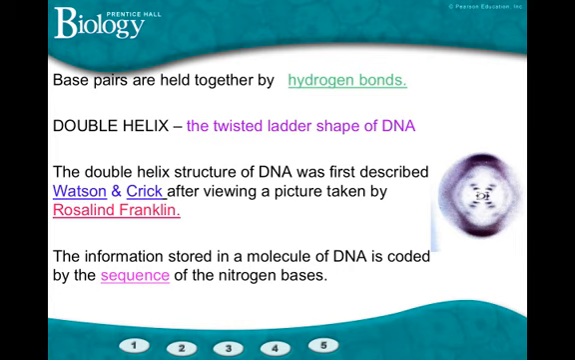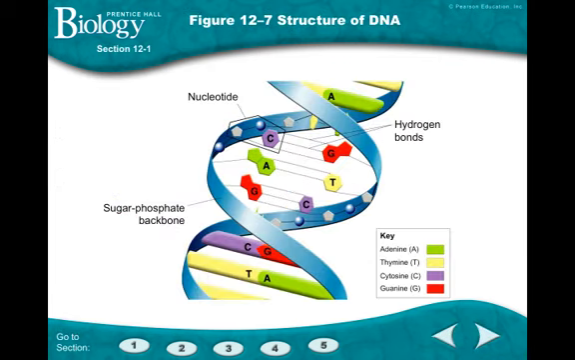So we discovered DNA some time ago, and it was first described by two scientists named Watson and Crick after viewing a picture taken by Rosalind Franklin. She used X-ray crystallography in order to take the picture that you see on the right-hand side of the screen of DNA, looking down, as if you were standing at the top of the spiral staircase and looking down. So the information stored in that molecule of DNA is coded by the sequence of those nitrogen bases.